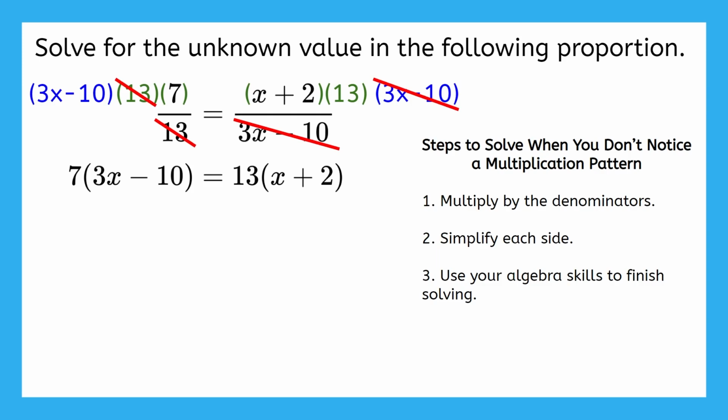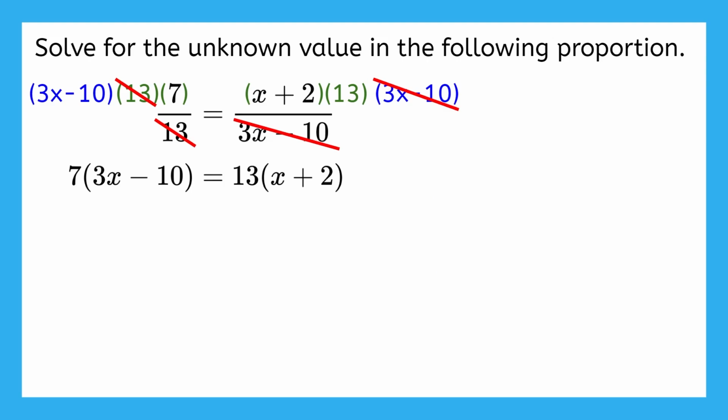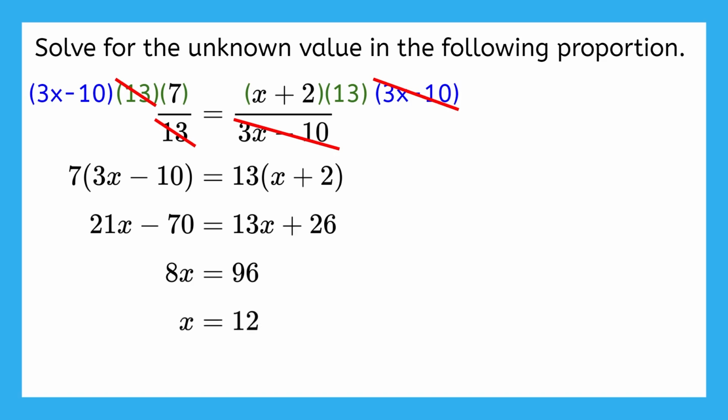If you got stuck somewhere along the way here and you need a moment to finish this, pause the video and do so now. You should have used distribution to cancel the parentheses. Then, move all the x terms to one side and all the constants to the other. Finally, we divide to get x equals 12.